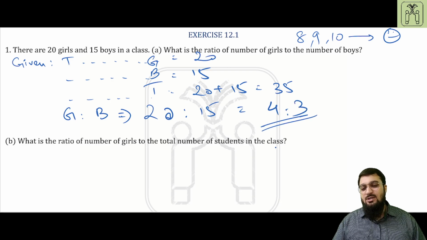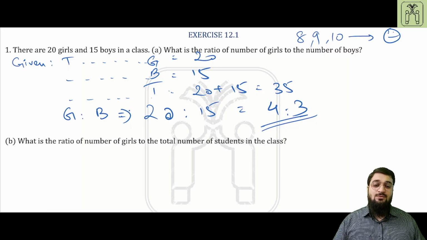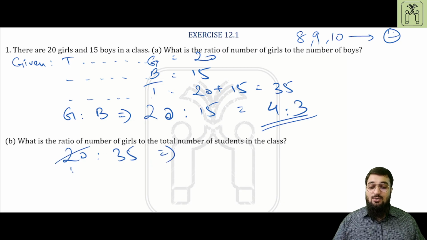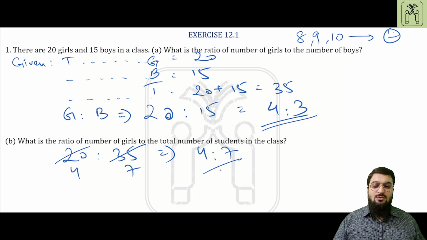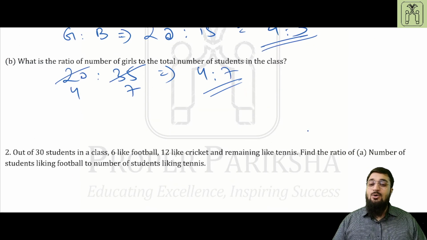Part B, what is the ratio of number of girls to the number of students in the class? So that will be 20 is to 35, and that will be the answer. That is, 5 will go 4 times, 5 will go 7 times, and the answer will be 4 is to 7. Coming to the next question.